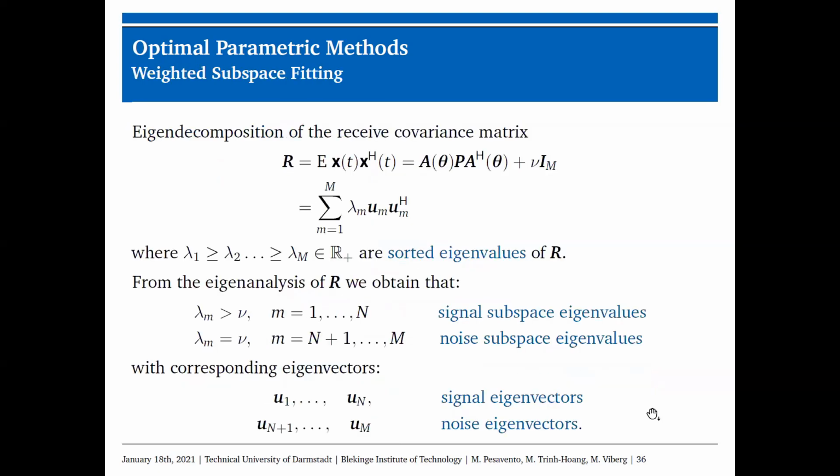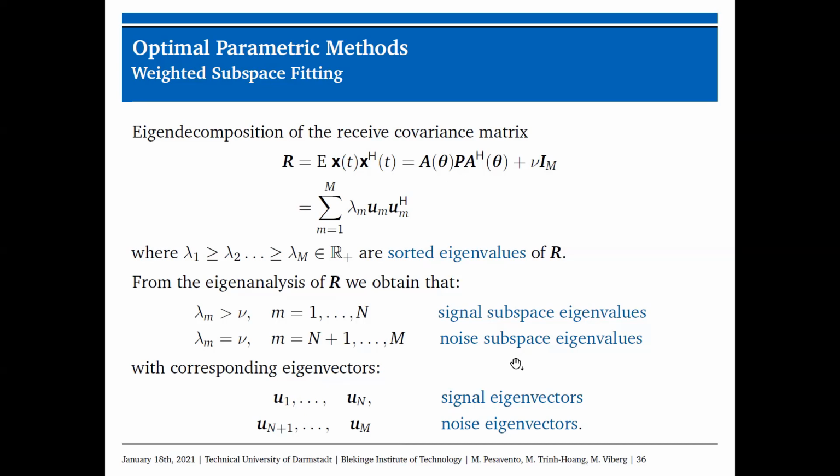So let us now turn to another approach which exploits the geometry of the data model. The idea of so-called subspace methods is that the array has a low-rank signal component. The covariance matrix has a low-rank signal component A P A Hermitian, plus a matrix proportional to the identity. It's low rank if the number of sources is less than the number of sensors. So if we perform the eigendecomposition of the array covariance matrix and sort the eigenvalues, we find that the smallest eigenvalue is equal to nu, and it is repeated n minus m times. And these we call the noise eigenvalues.